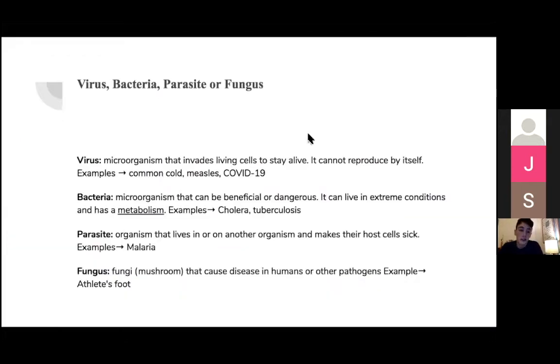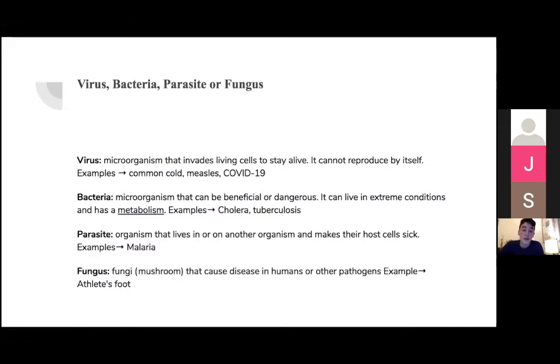So I'll go into detail for virus, bacteria, parasite, and fungus. So a virus is a microorganism that invades living cells to stay alive. It cannot reproduce by itself, and examples of a virus include the common cold, measles, and COVID-19. A bacteria is a microorganism that can be beneficial or dangerous. It can live in extreme conditions and has a metabolism, so there's chemical reactions. Examples include cholera and tuberculosis.